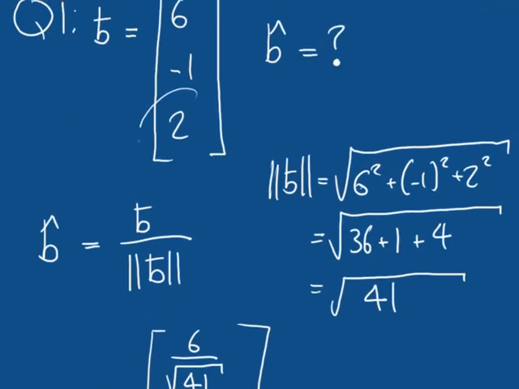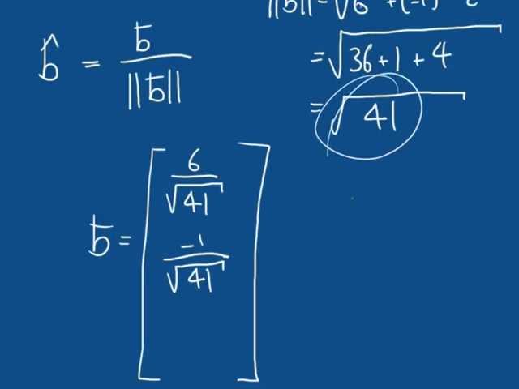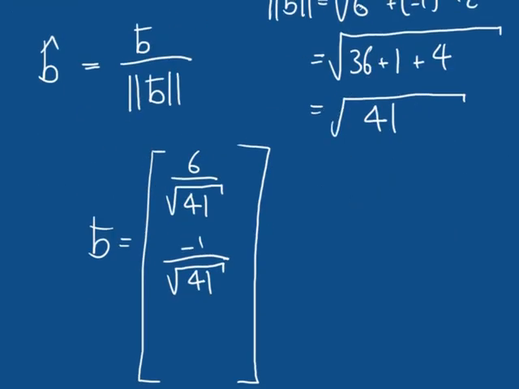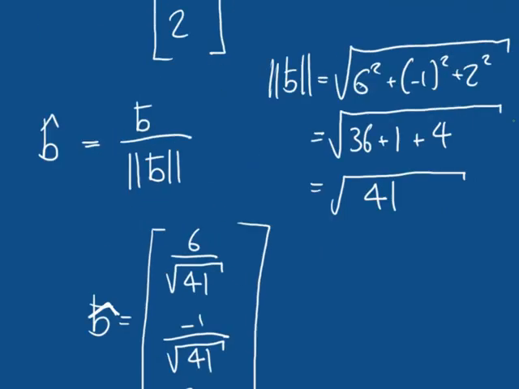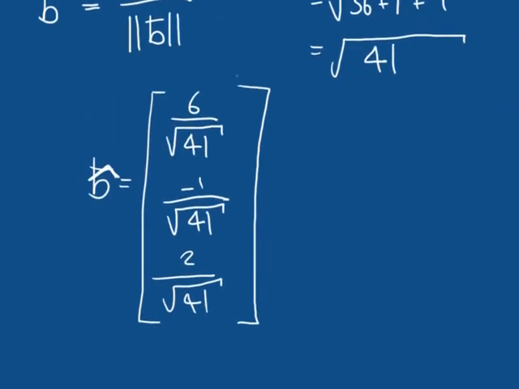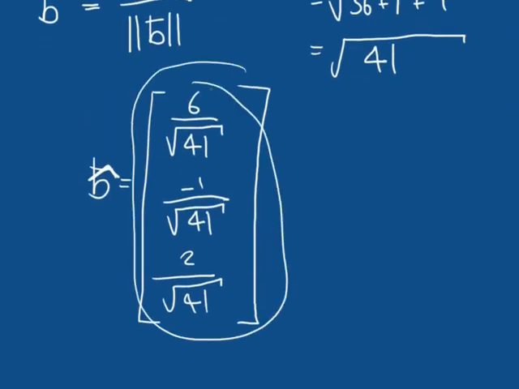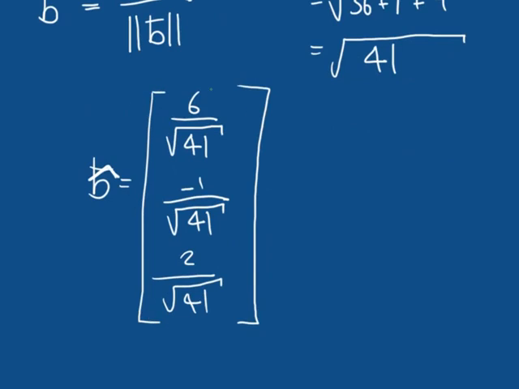And finally, we're going to take our z component, which is positive 2. We're going to divide that by our length, which is the root of 41. And that's going to give us a z component of 2 over the root of 41. So the result you were looking for, and this is b hat, my apologies, not b, that's b hat, our unit vector in the direction of b, is equal to 6 over the root of 41 in x, minus 1 over the root of 41 in y, and 2 over the root of 41 in z.